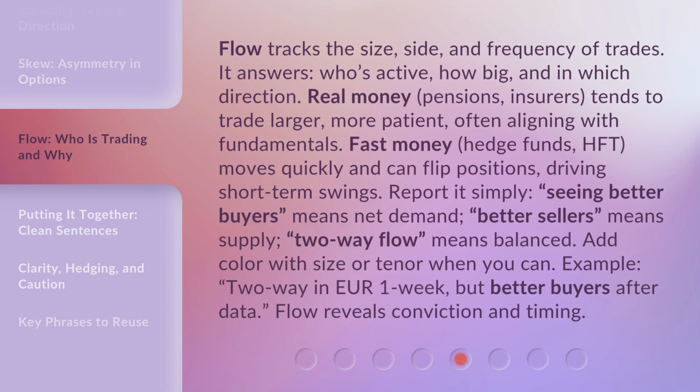Report it simply. Seeing better buyers means net demand. Better sellers means supply. Two-way flow means balanced. Add color with size or tenor when you can. Example: two-way in 1 week EUR, but better buyers after data. Flow reveals conviction and timing.